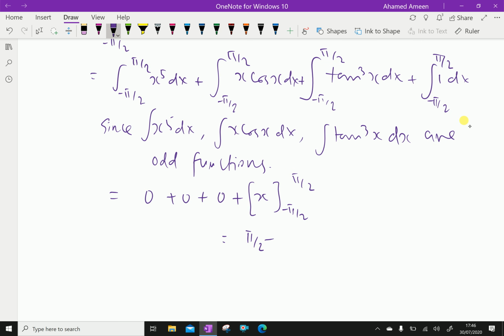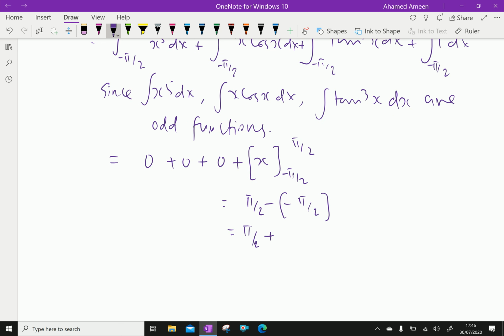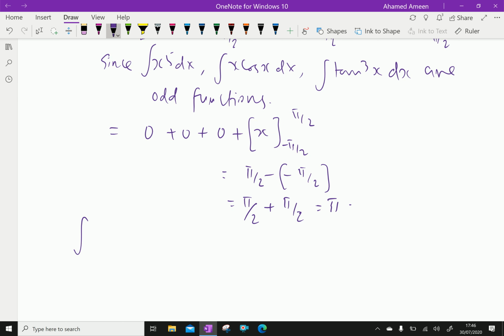We are giving the limits, lower limit is minus pi by 2 and upper limit is plus pi by 2, so pi by 2 plus pi by 2 equals pi. Therefore, we can see the integral from minus pi by 2 to plus pi by 2 of (x power 5 plus x cos x plus tan cube x plus 1) dx equals pi.